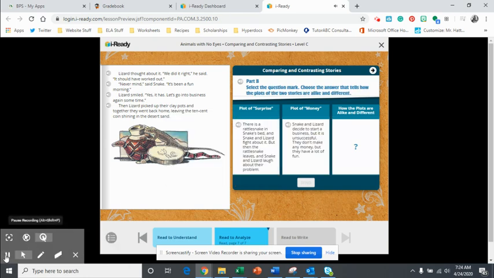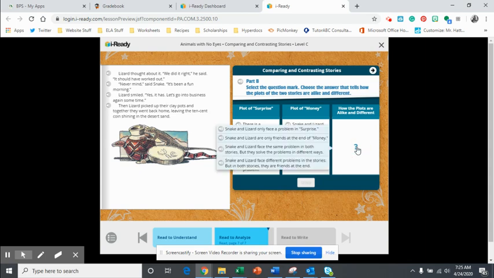On this question, now we are focusing on how the two plots are alike, the same, and how they are different. So you're thinking about the plot of the first story and the plot of the second story. If you forget the plot, make sure you read through right here because it's got the plot for you. Read through the plot of the second story and compare how they are the same and different. So read through your four choices and then decide how they are. Remember, the same and different.